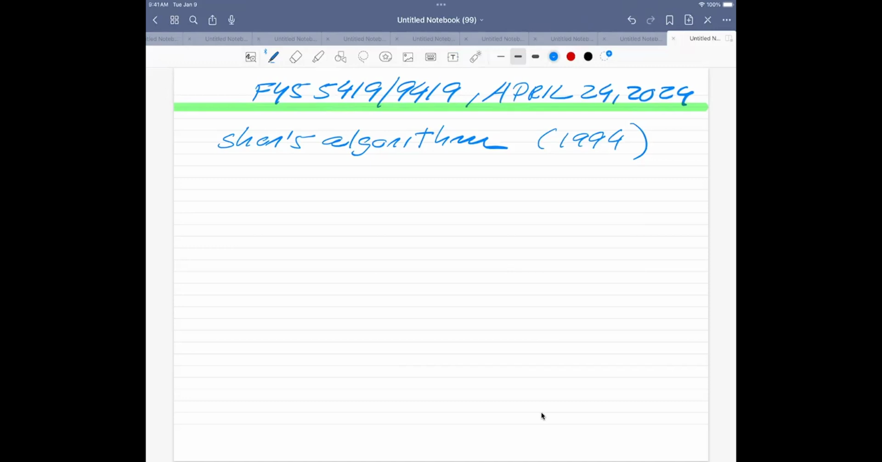So the algorithm has two parts. So one is the classical part. So let's just list them. This is a kind of entry point to the algorithm. And the classical part is actually grounded in number theory.